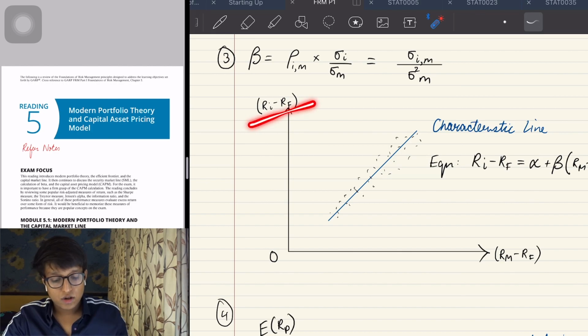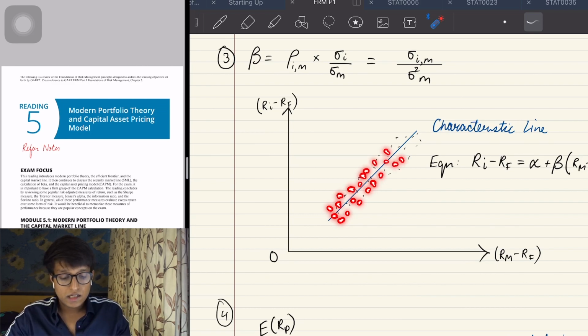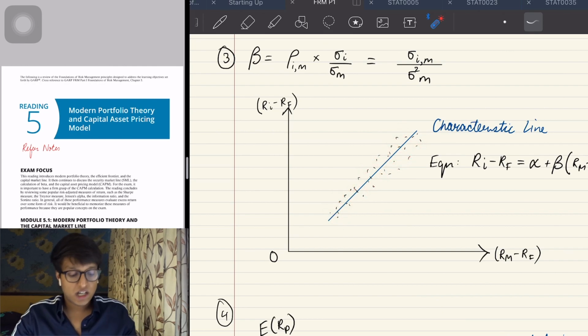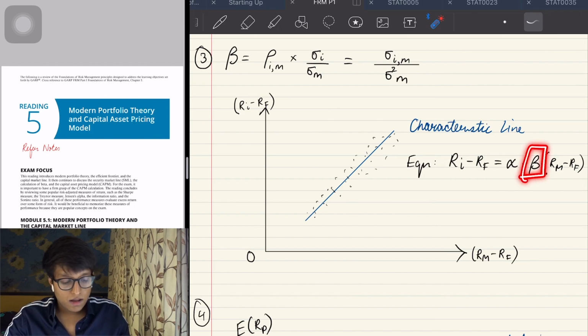So you take the excess return on the stock and the excess return on the market and you plot it over here, and you get a fairly straight line, a regression line, which is called a characteristic line. Most stocks will lie along this line itself, a little bit up and down. And from this we can derive the equation of this characteristic line, which turns out to be y = mx + c, where m is the slope. The slope of this characteristic line is beta. x is your x-axis, and c is alpha, which we'll study later.